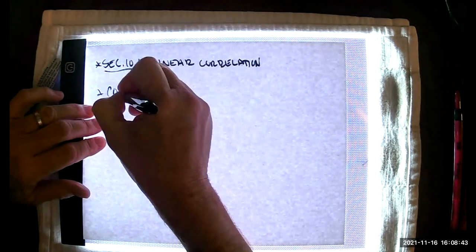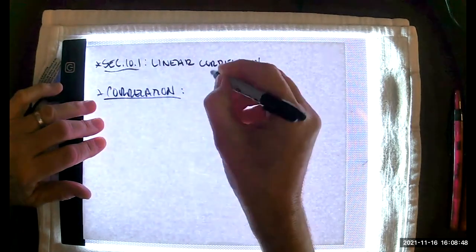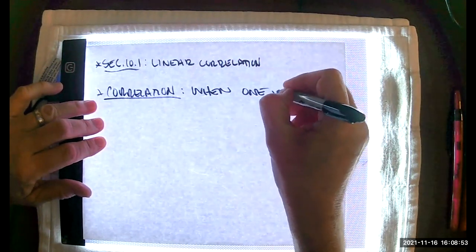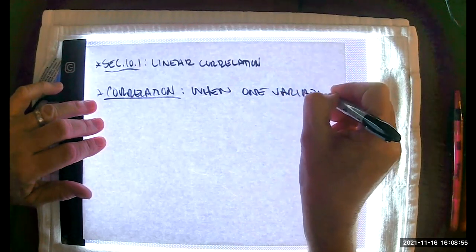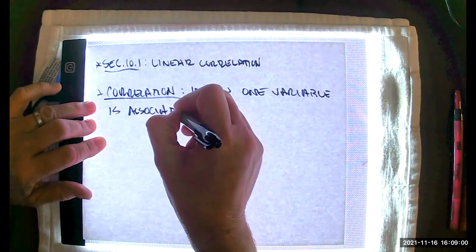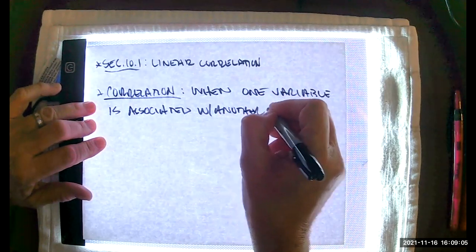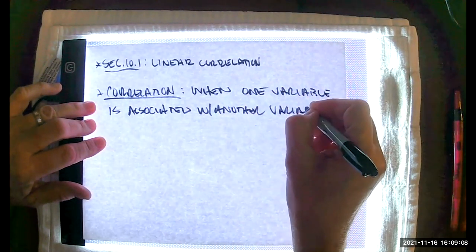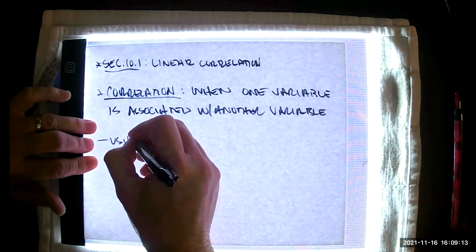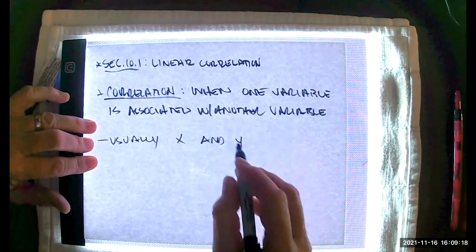So, the notion of correlation. That is basically when one variable is somehow associated with another variable. Usually for us, X and Y.